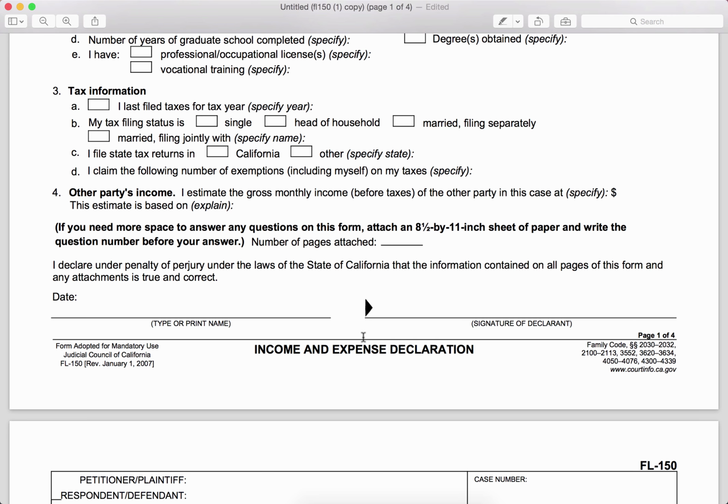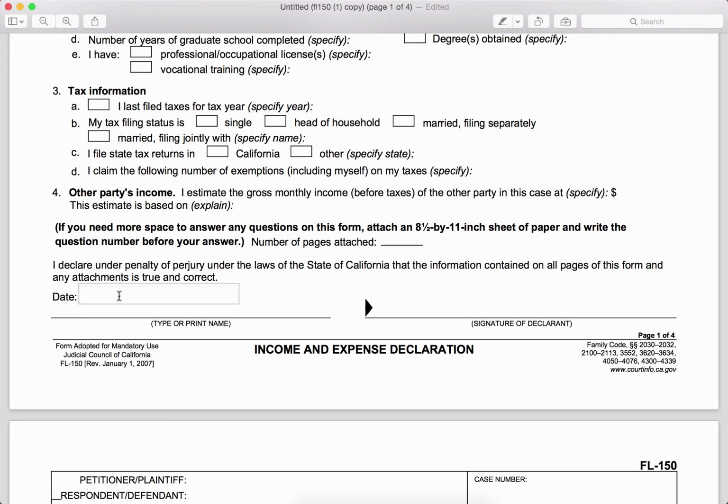If you include any continuation sheets with this form, put the number of pages on the line right below Item 4. At the bottom of the first page, sign and date the form. Please remember you are signing under penalty of perjury, so be accurate and honest.